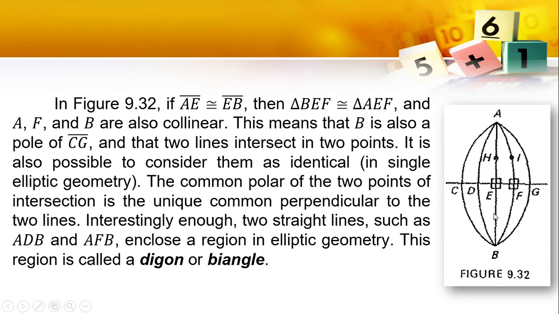And two lines intersect in two points. It is also possible to consider them as identical in single elliptic geometry. The common polar of the two points of intersection is the unique common perpendicular to the two lines. Interestingly enough, two straight lines such as ADB and AFB enclose a region in elliptic geometry. This region is called the digon or biangle. It has two angles.